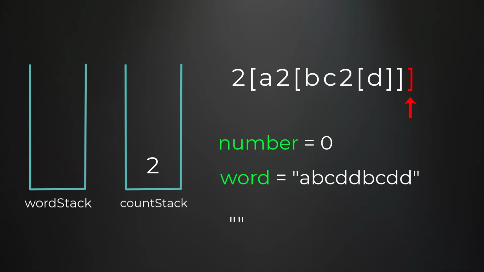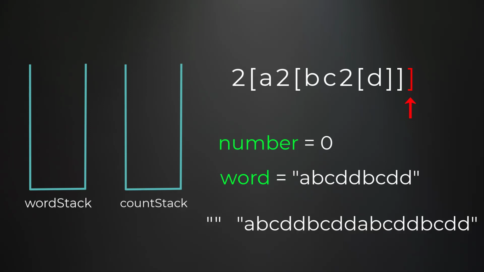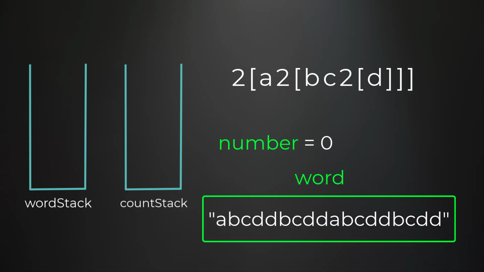Next, we're going to move to another closing bracket, and we're going to pop from our word stack, which is an empty string. We're going to pop from our count stack, which is the number 2. And then we repeat our word variable 2 times. Then we're going to make the empty string the beginning, which obviously doesn't do anything. And then finally, we're going to assign this decoded string to our word variable. And now we are finished with the iteration, and the word variable will contain the entire decoded string.